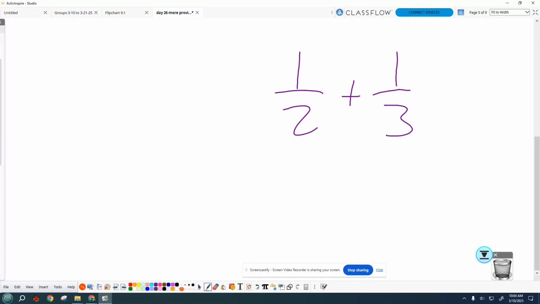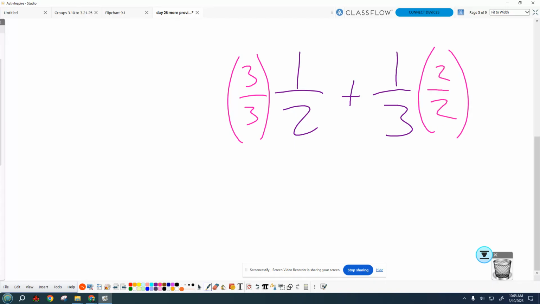Zach, how do I add 1/2 to 1/3? Find a common denominator. So do I just multiply the bottom by 3? You have to do 3 over 6. Okay, I need to multiply the bottom and the top by 3, right? And over here, I need to multiply the bottom and the top by 2. I'm multiplying by 1. So this is 3/6 plus 2/6, so we get 5/6. Now that the bottoms match, we can do that.